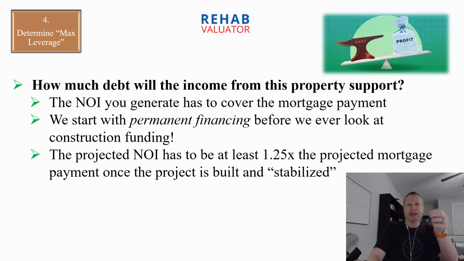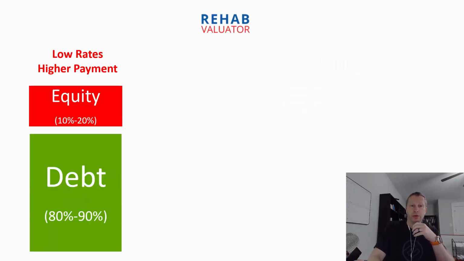So the projected net operating income has to be at least, usually, 1.25 times the projected mortgage payment once the project is built and stabilized. Now, I've seen DCRs out there of 1.2. I've seen some lenders require 1.3 and higher. So for the purposes of this example, we're using 1.25. And what you will find is in low interest rate environments, right?